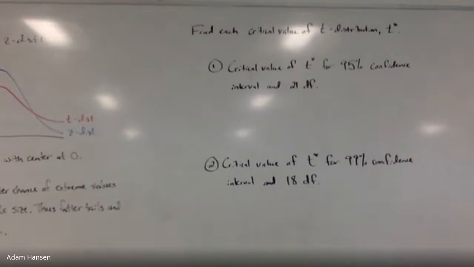So for this first question, find each critical value of the t-distribution, otherwise known as t star. What's the critical value of our t-distribution, t star, for a 95% confidence interval with 21 degrees of freedom?